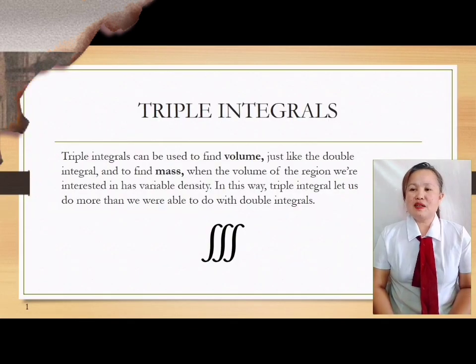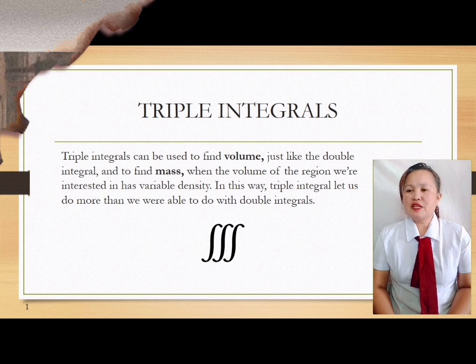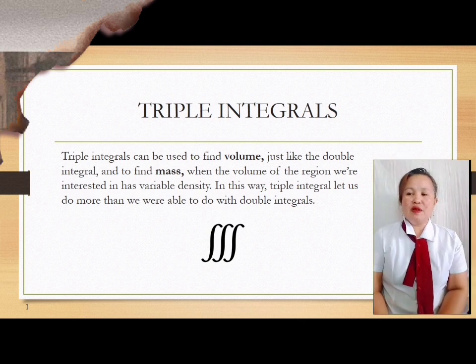Triple integrals. Triple integrals can be used to find volume, just like the double integral, and to find mass when the volume of the region we're interested in has variable density. In this way, triple integrals let us do more than we were able to do with double integrals.